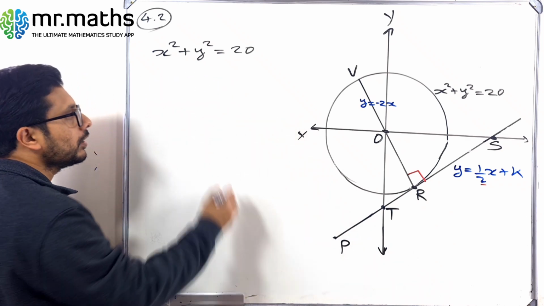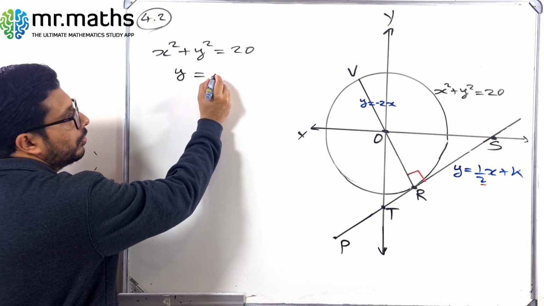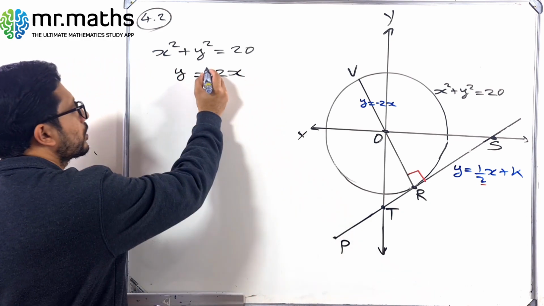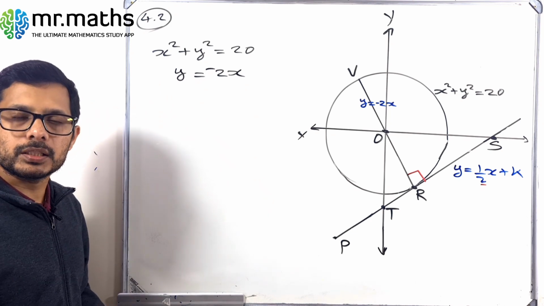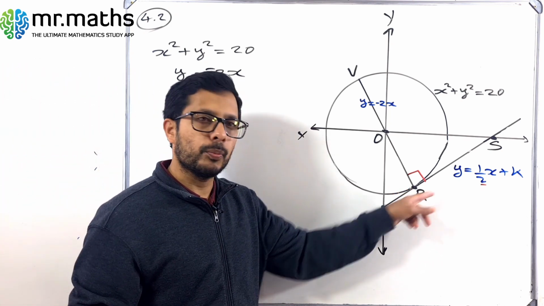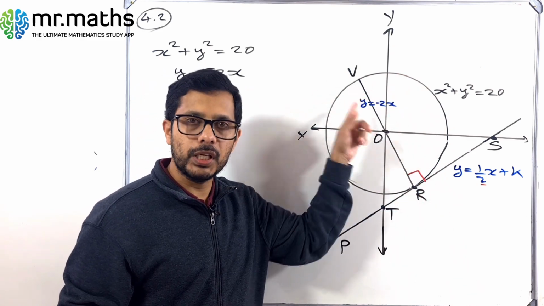Am I right? What is the equation of VR or OR? Y is equal to 2x. Is it? Y is equal to minus 2x. Sorry. Y is equal to minus 2x. Am I right? Okay. So this point R is a point on the circle and also a point on this line on VR. Am I right?